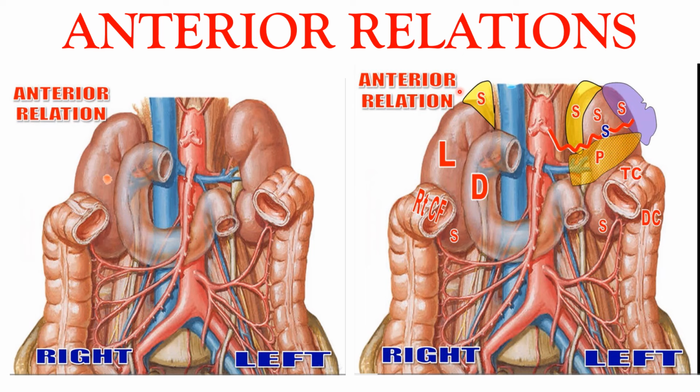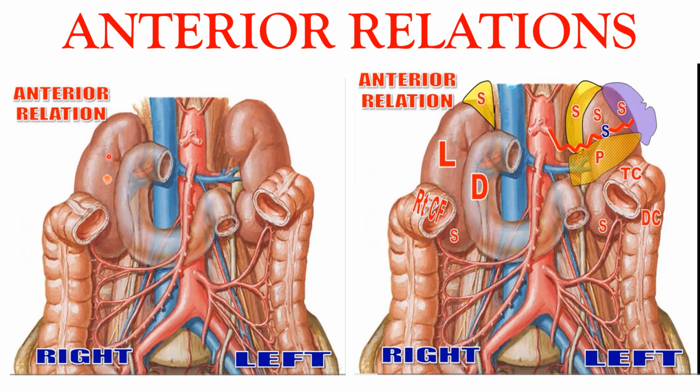Okay, so we will talk about the anterior relations of the kidney. In other words, which structures can be found in front of the kidney, which structures are related to the kidney anteriorly? There are so many structures here, but for the purpose of this lecture, I want you to focus on the ones that I'm about to mention.